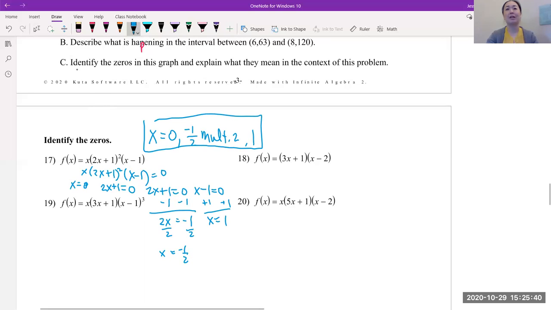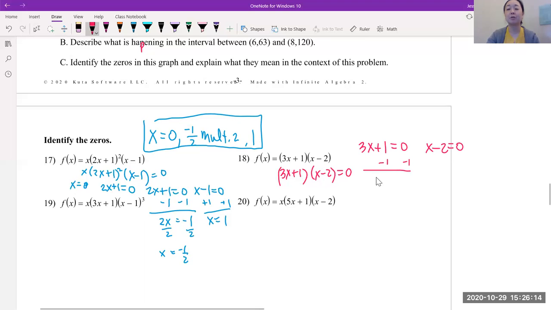Let's try it again. We'll try it 3 more times, actually. So same thing here, we're going to identify the zeros. So again, we're going to go (3x + 1)(x - 2) is equal to 0. That's how we set it up. And now that we know it's equal to 0, that means both of these factors can be 0, right? So we're going to set 3x + 1 = 0 and x - 2 = 0. Do the math.